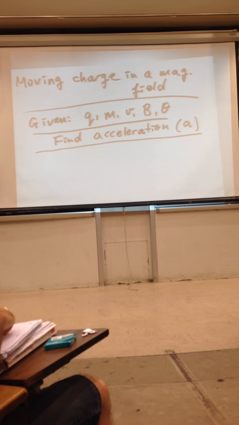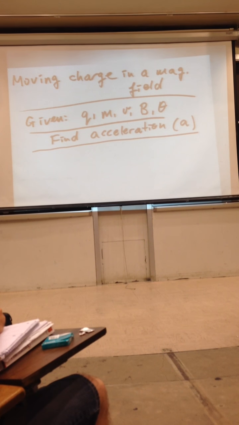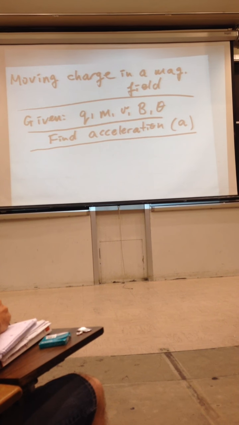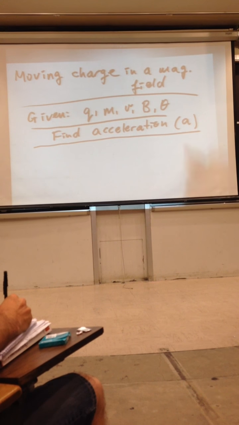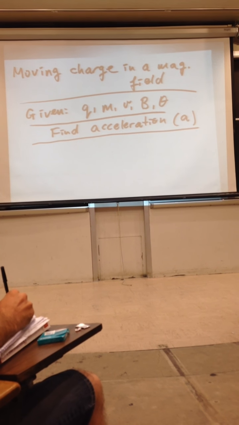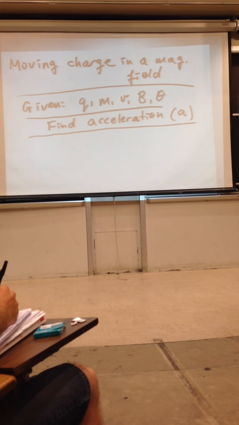Again, charge is moving in a magnetic field. The charge is given, its mass is given, the speed is given, magnetic field is given, and the angle between velocity and B vector theta is given. You should find acceleration of this charge.